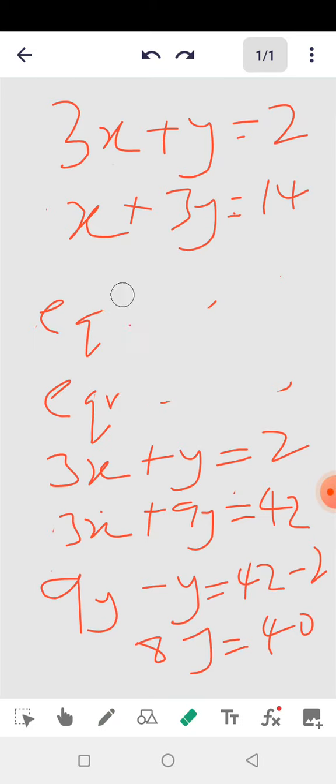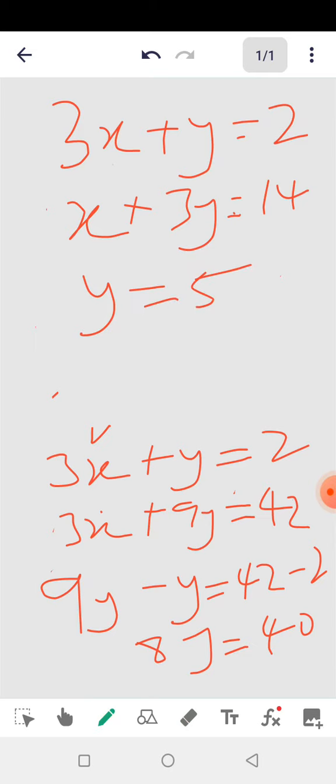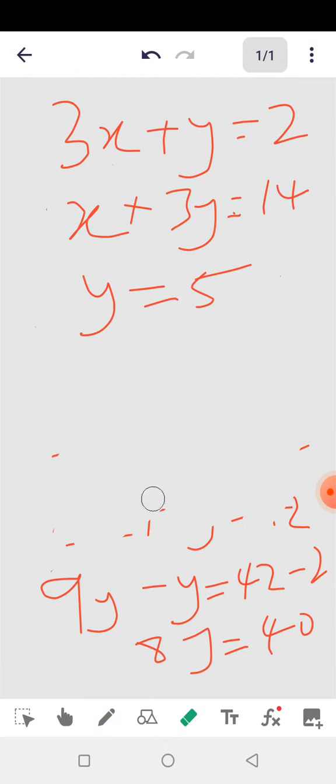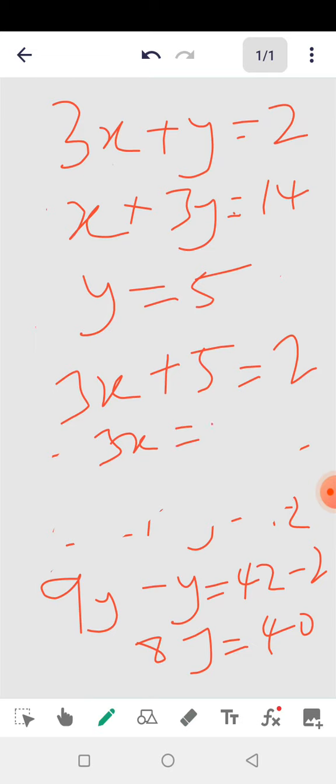Now since y is 5, then we can get x. So guys, y is equal to 5. To get x, I can use equation 1 or equation 2. I'll be using just one equation now. If we use 1, we are going to have 3x plus 5 is equal to 2. 3x will be 2 minus 5. 3x will be equal to minus 3.